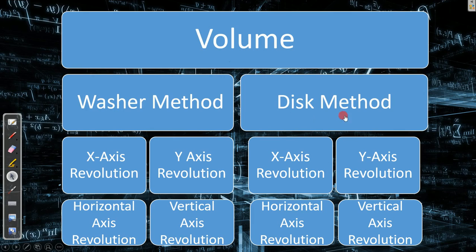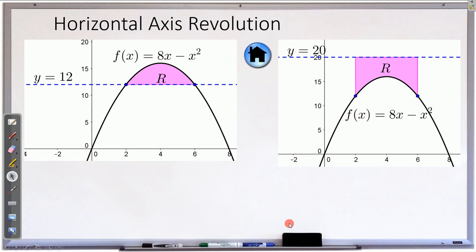All right, so we did the disk method revolving around the x-axis. We're going to do one now that's just a horizontal axis of any type. So not the x-axis necessarily, but a different horizontal axis. So here we have our region R, and we're going to revolve it around this blue dashed line. So it will come down here, and then our cross section will look something like this. So what is the radius of that circle?